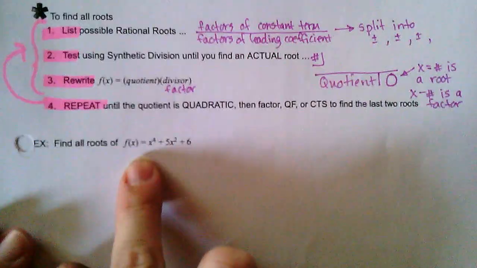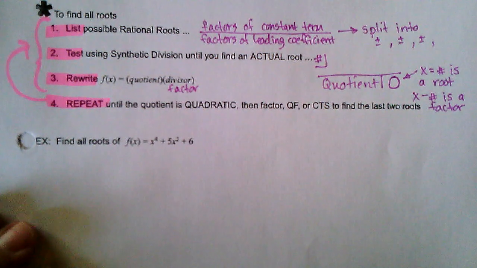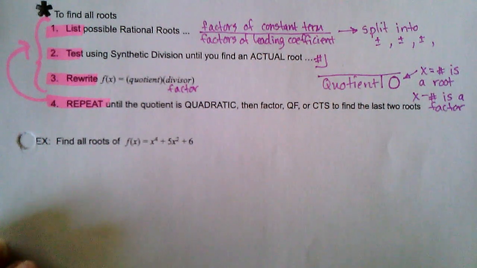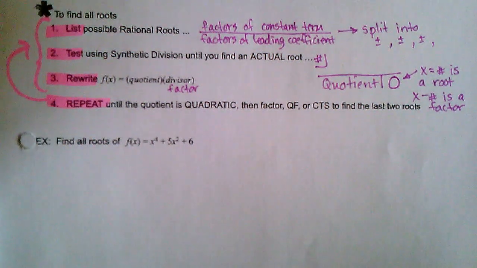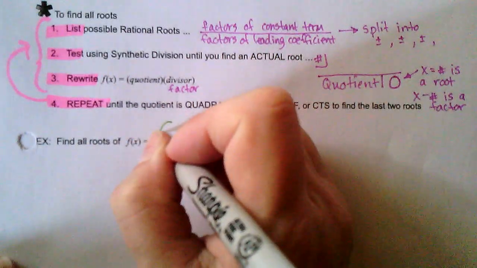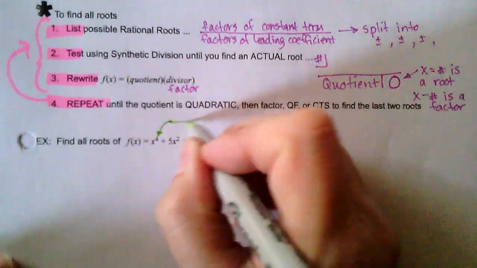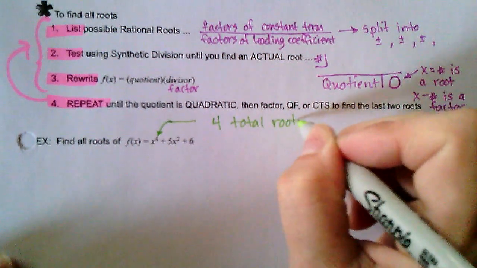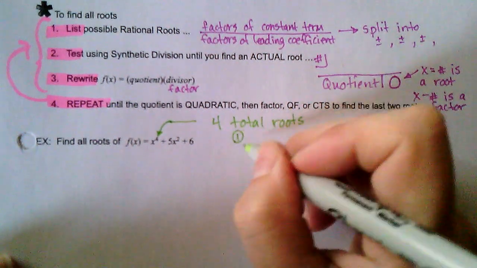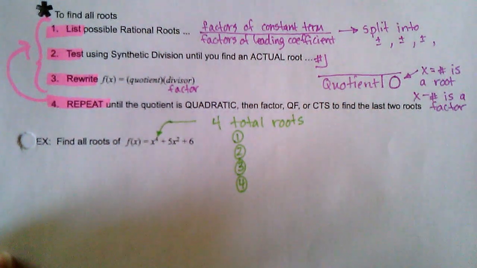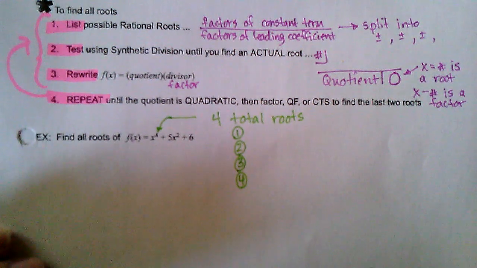So here's our example, find all roots. I kind of want to start by knowing how many roots I'm looking for, and that is given by the degree of the polynomial. So I look at the degree here, and I can see that there will be 4 total roots. So go 1, 2, 3, 4. Once I have all 4 of them, I know I'm done.